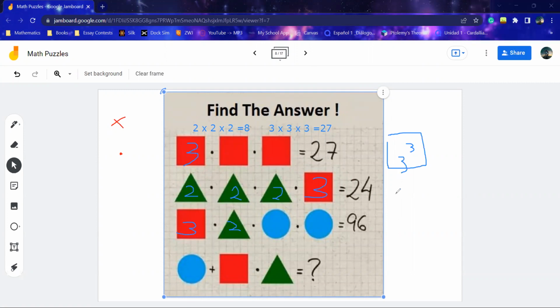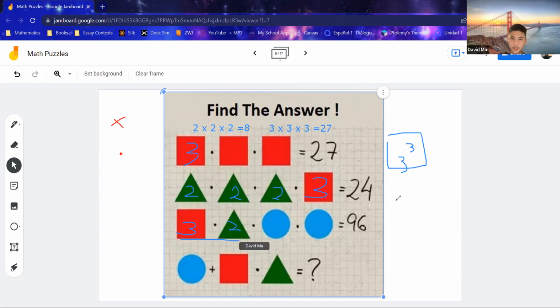Because 3 times 2 is 6. And if you divide 96 by 6, you get 16. Because 6 times 10 is 60, and 6 times 6 is 36. Yeah, 36 and 60 together, and you get 96. So these two circles must equal 16. So do you guys know what the circle is now?